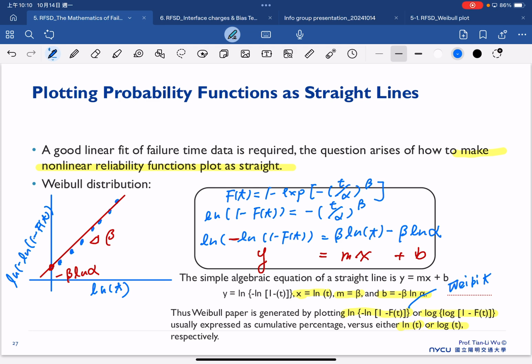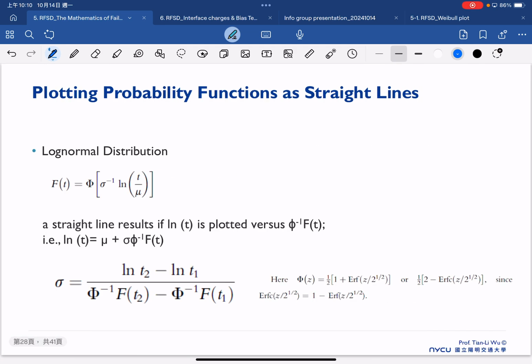Okay, for sure, we can also use the same tricks to plot the log normal distribution as a straight line. But here, we won't talk in detail. So we just show the result where the straight line can be plotted in this way, and then the sigma is shown in the following.